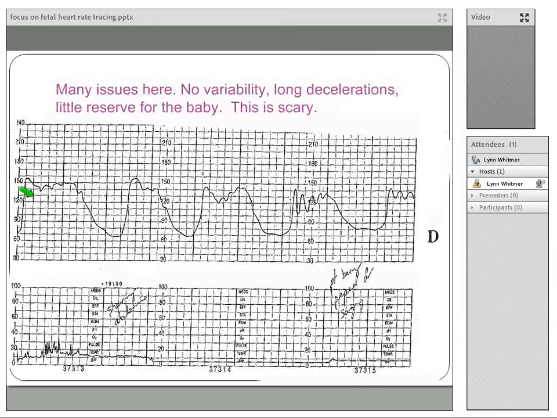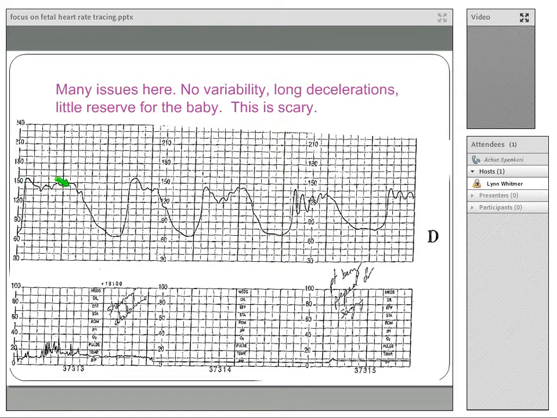All right, again, we have to look at baseline. Always start with your baseline. We say baseline's about 140, 150. We look to see what the variability is, and we note that the variability is pretty well absent. There's not much going on in between those decelerations. So kind of scary. When we have absent variability, we know that the baby's environment is poor. Do we have accelerations? No, we do not. Do we have decelerations? Yes, we do, and it is dropping down into the 60s.